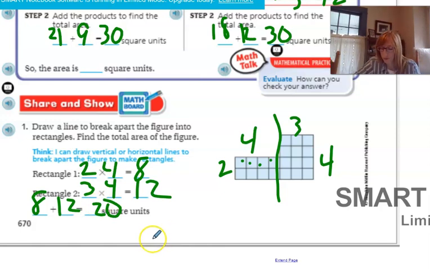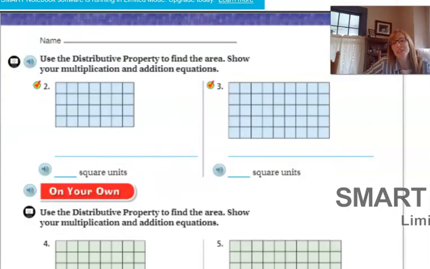Okay. Now, if you went this way, your numbers would have been different. Okay. But you should have gotten 20. All right, we're going to go on to the next page. This is a quick lesson because we are so good at this. Now this says use the distributive property to find the area. So we have to break apart. So you can go horizontally or vertically.